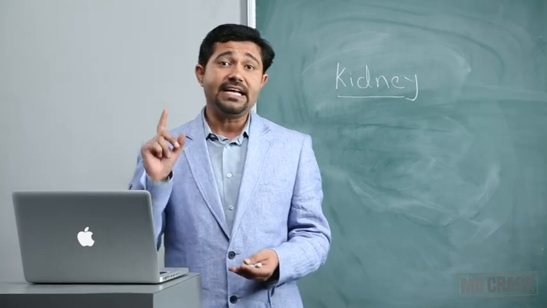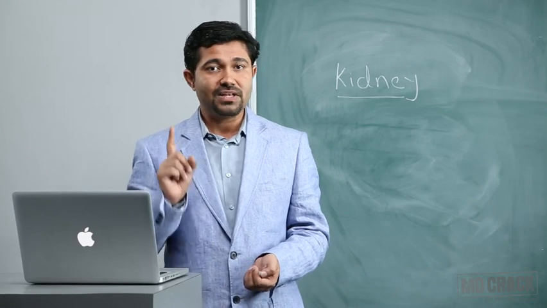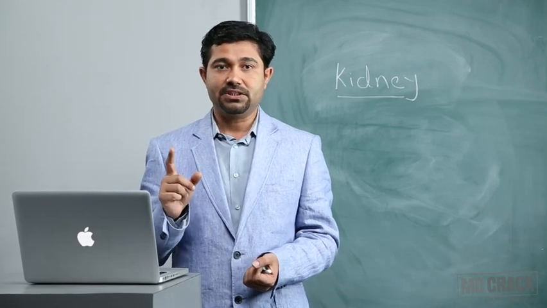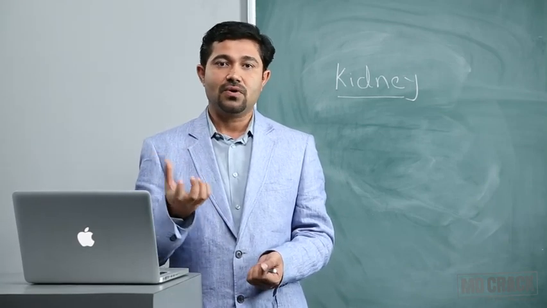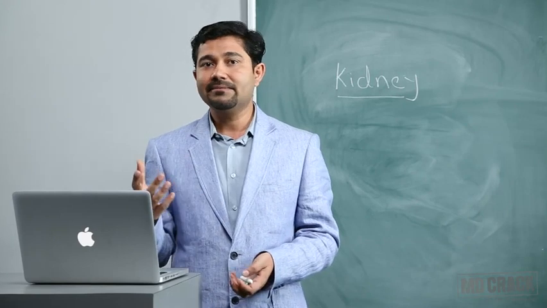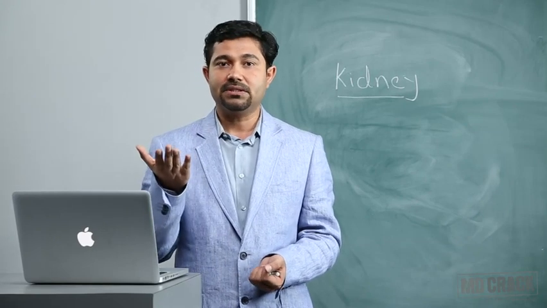Remember the renin-angiotensin system, which is very important to maintain the blood pressure. Angiotensin can cause vasoconstriction, and in that way it can increase the blood pressure.